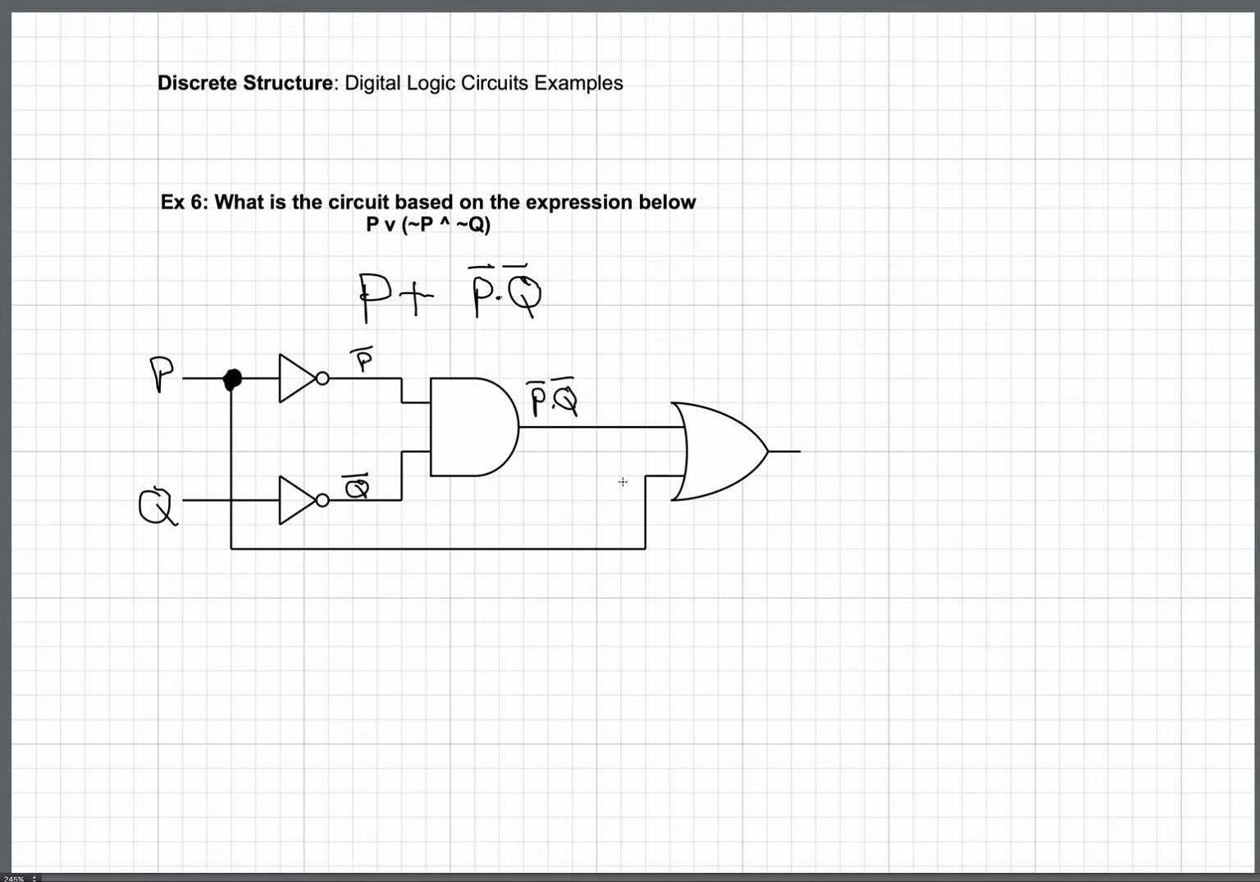And now this is going to be P ORed with P naught Q naught. So this is really the same thing as P ORed with, and then over here I have P naught and Q naught. Okay, so that is the circuit representation.